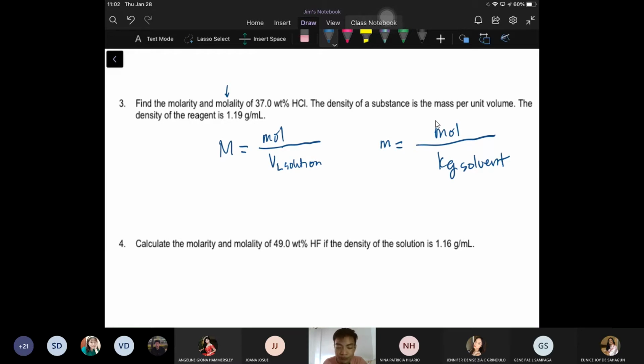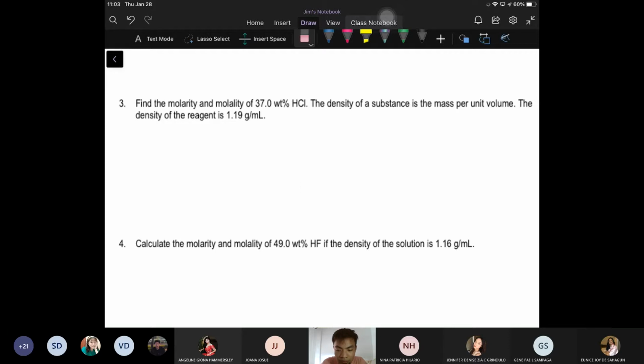So yun. So we'll skip the part of molality no. Okay. So nilagay ko pa rin diyan para maalala ko, ikukwento ko siya no. Okay. So skip natin yung molality. Molarity lang muna tayo. Okay.